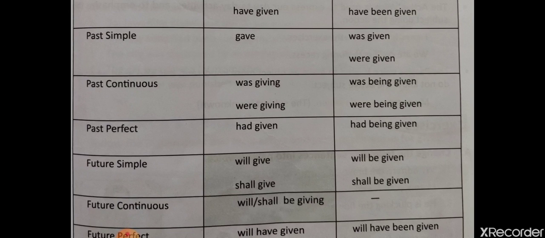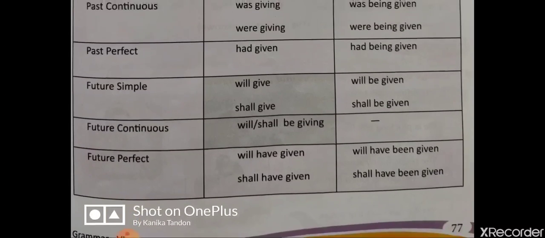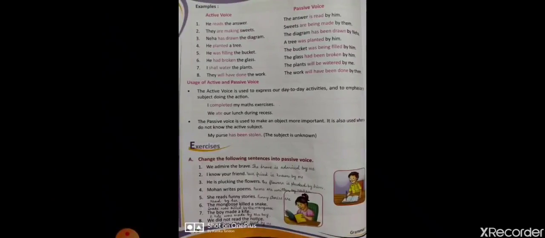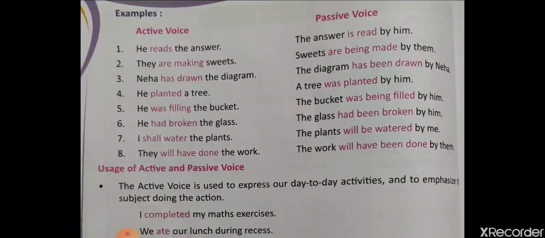Future continuous will be the same. If we are writing any sentence in the future continuous, it will remain the same. Future perfect, will have given, will have been given, shall have been given. Come on to the next page, which has some examples that you can read by yourself and understand.